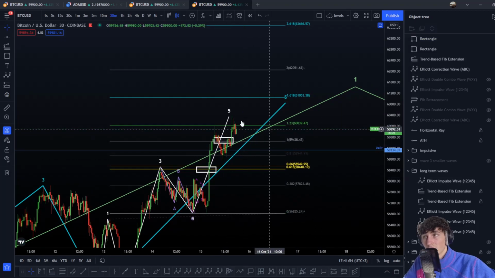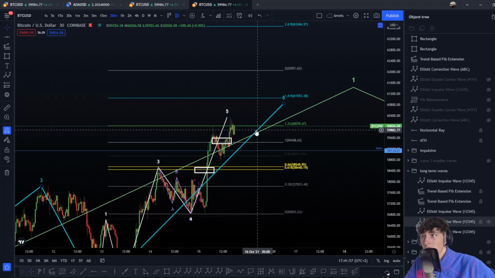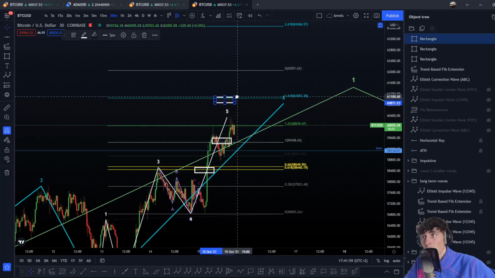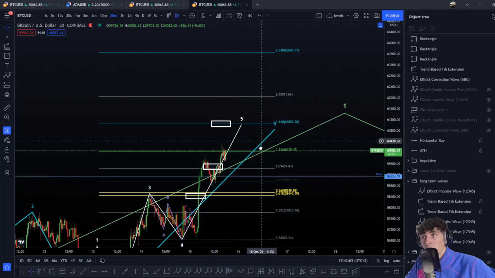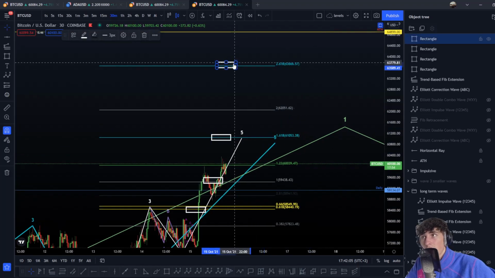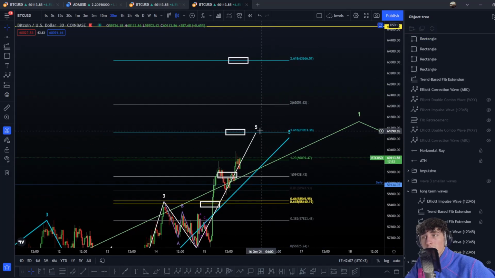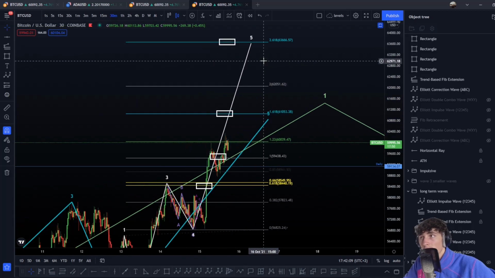Then we have this is a most common target, okay. The 100% here is a most common target. Then we have the 161.8 just right there, okay. So this is also a possible stop. The wave 5 can go here, and then we have the last possible target, that is the 261.8 just right there. So here we can still go here, okay.